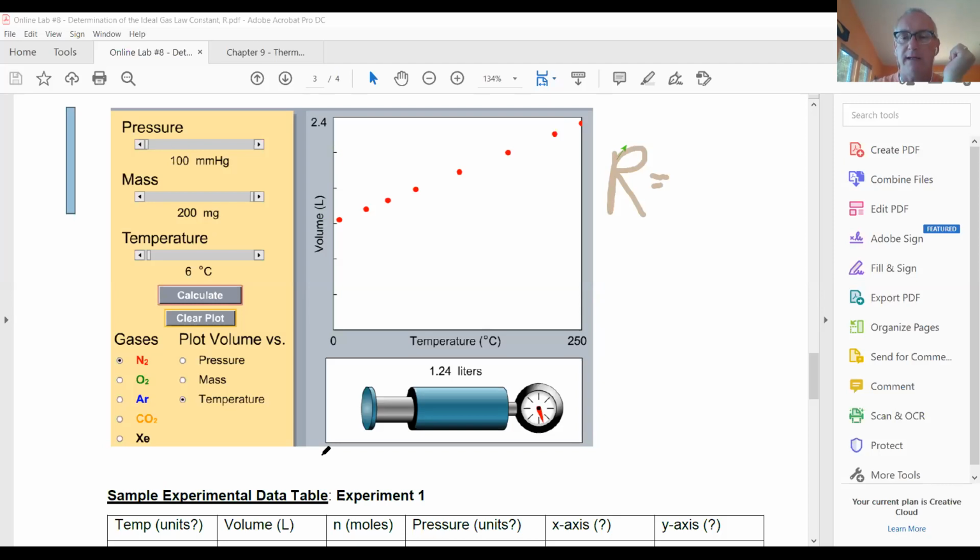So remember, R relates volume, temperature, moles, and pressure. So it has to contain all the units for volume, temperature, moles, and pressure. It has to have all four of those things in order to relate them. What is the unit? PV, NT.